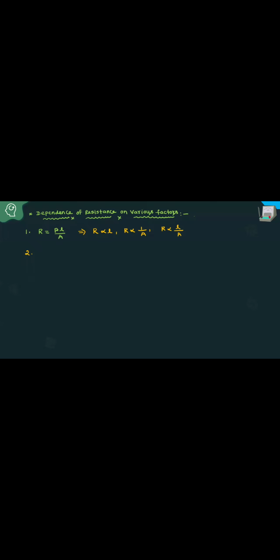The second one is, for example, if the conductor is stretched, or if any wire is stretched, this wire is one conductor. On stretching the wire, very important observation: keeping the volume of the conductor constant. You are stretching the wire keeping the volume equal to constant. Let this volume be V. This is the volume of the conductor, and it is equal to constant.